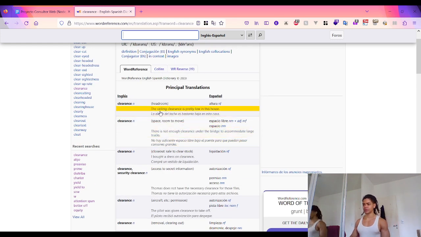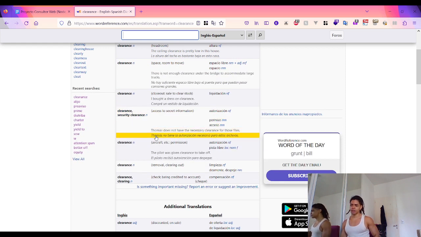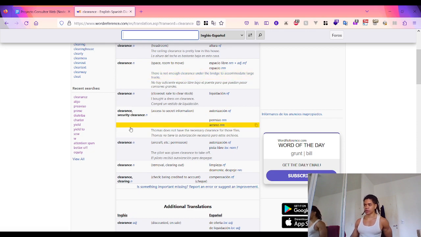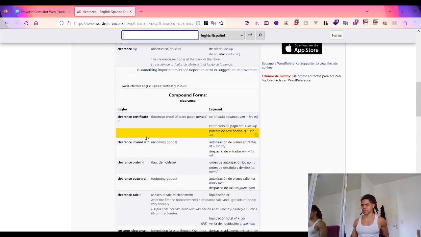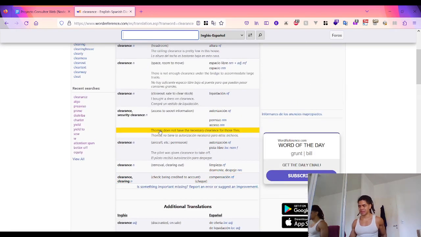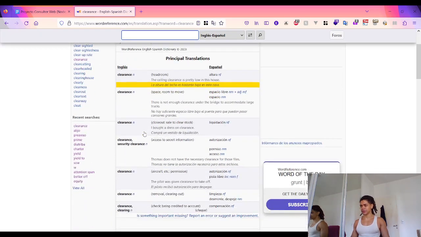But after all, clearance in a government agency means customs clearance. That's what they mention here. Customs clearance means aduana in Spanish. So clearance is a noun. The ceiling clearance is pretty low at this house. Space, room to move. There's not enough clearance under the bridge to accommodate large trucks.